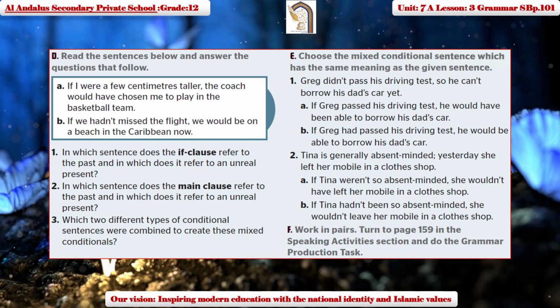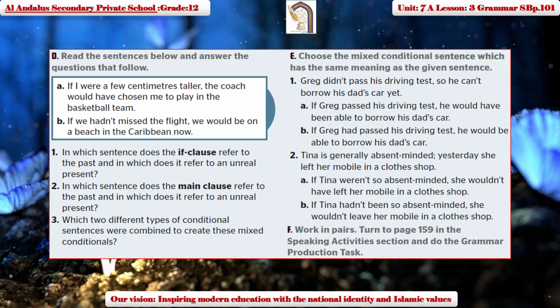As you can see, dear students, these are exercises D and E. First, let's deal with exercise D. Read the sentences below and answer the questions that follow. Sentence A. If I were a few centimeters taller, the coach would have chosen me to play in the basketball team. B. If we hadn't missed the flight, we would be on a beach in the Caribbean now. Now, let's answer the questions.